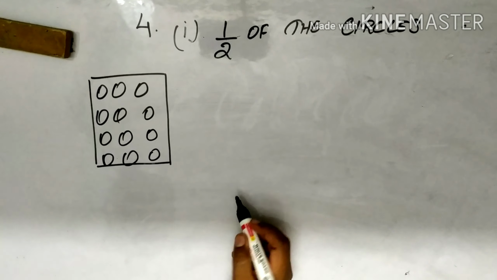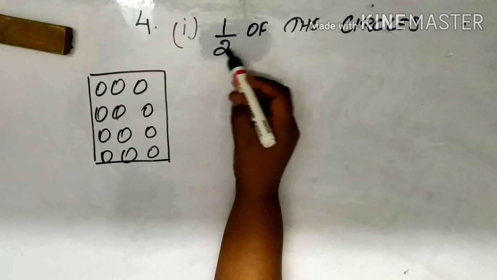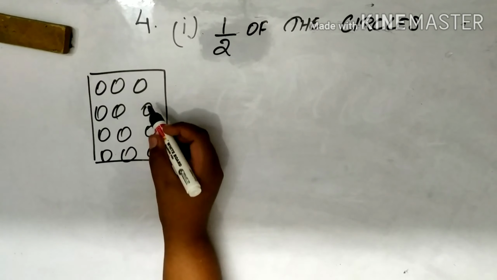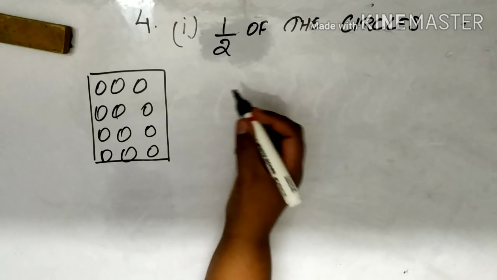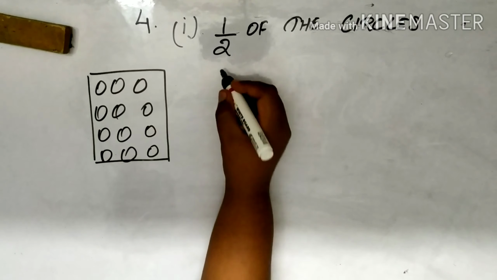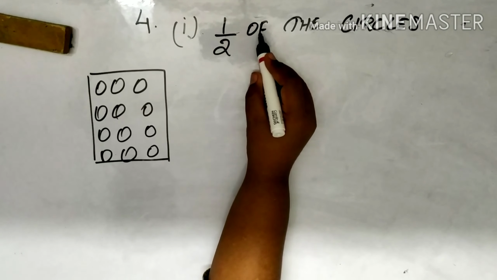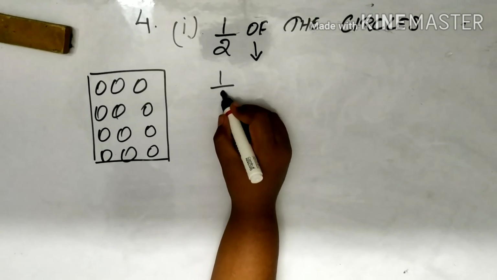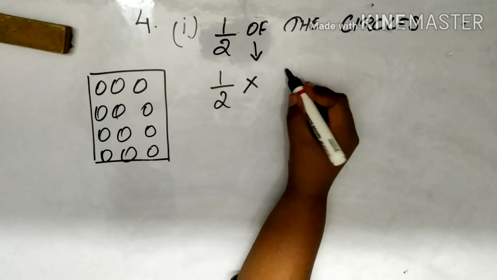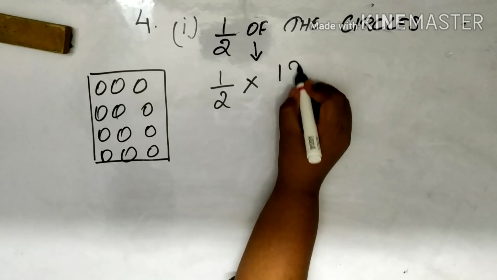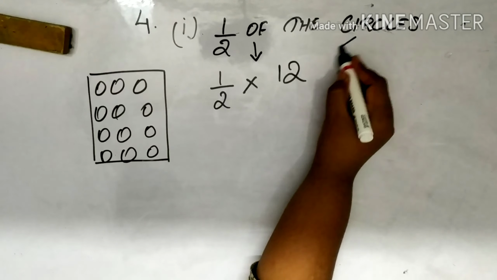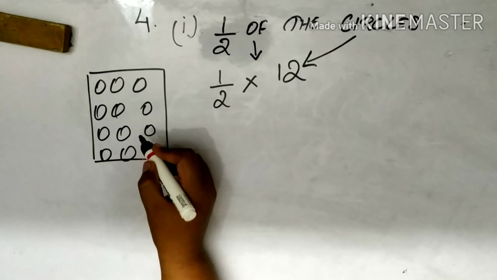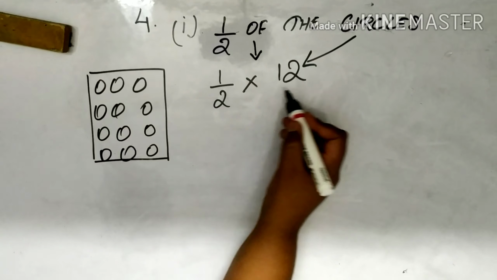Okay. Now the fourth question says to shade half of the circles in the box. In this question, we have to color half of the circles in the box. So here we have a total of 12 circles. Since it's half of the circles in the box, this "of" will represent multiplication. How many circles are there? You can check it here. It is 12. So it is half into 12.